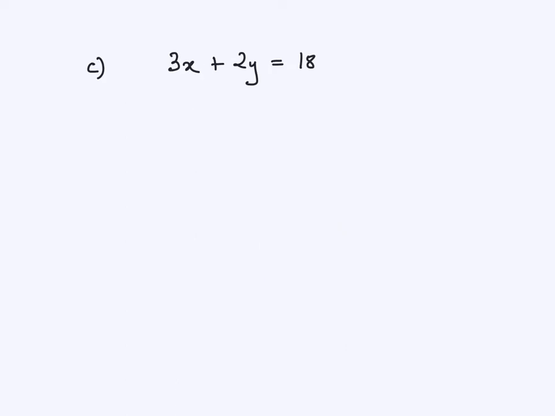Part C, we want to find the x and y intercepts. Now, there's a special way of doing this. What we can do is set x equal to 0. That allows us to find the value of y. If you think about it, we have a straight line.